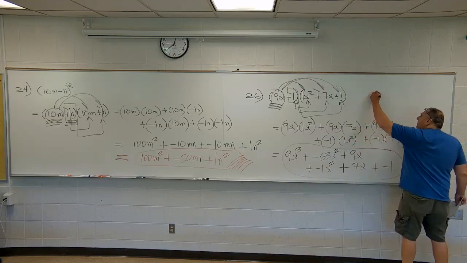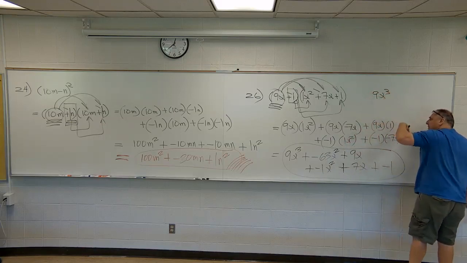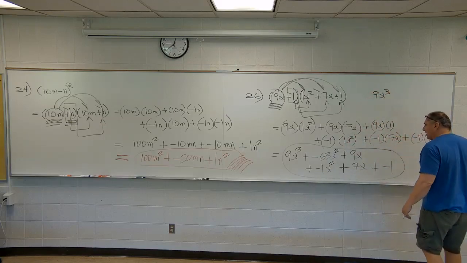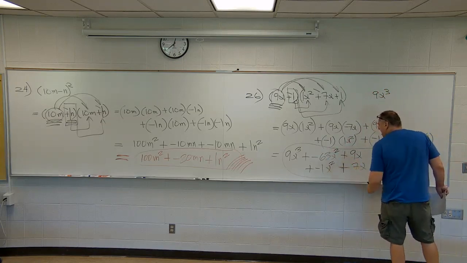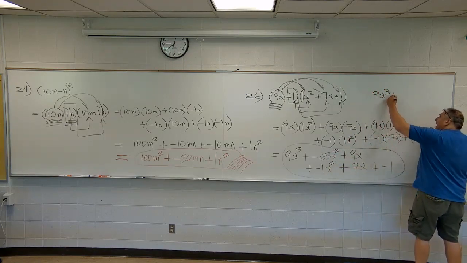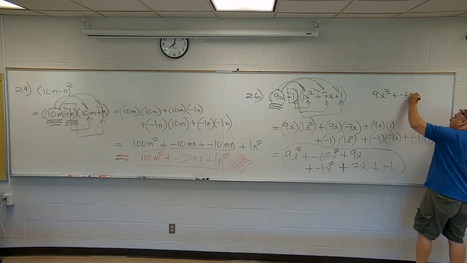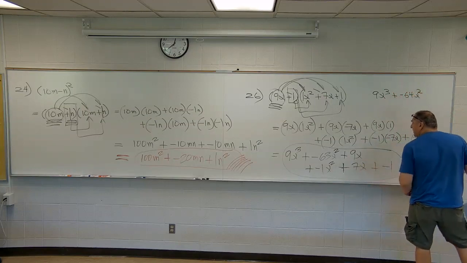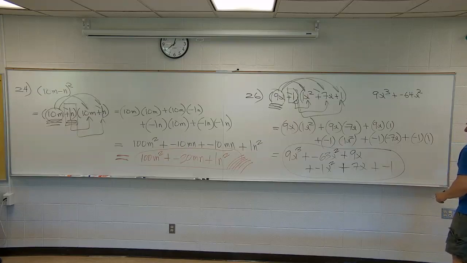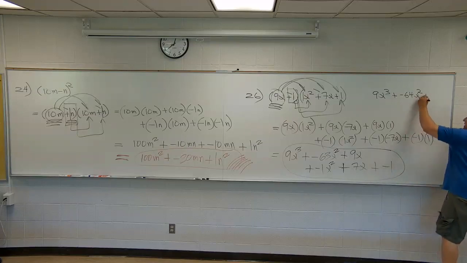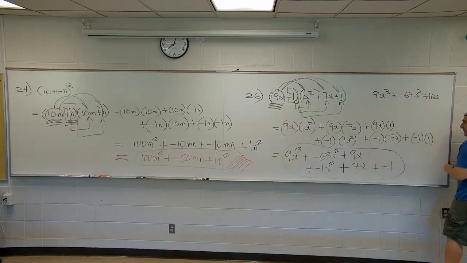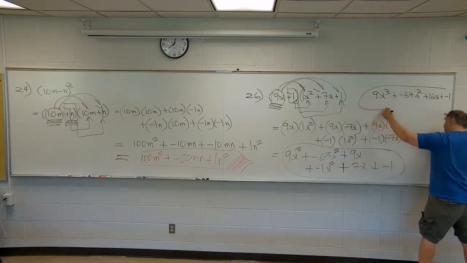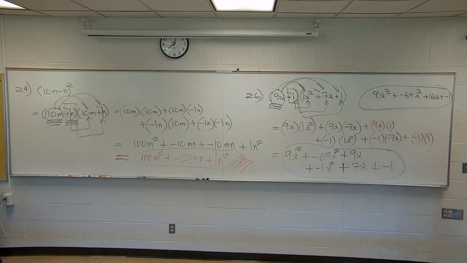Let's add them together. 9x to the third. X to the third is by itself. X squared and x squared, negative 63, and negative 1 is negative 64. 9x, let's see here, 9x and 7x is 16x. Negative 1 times positive 1, okay, we already said that. It's all that.